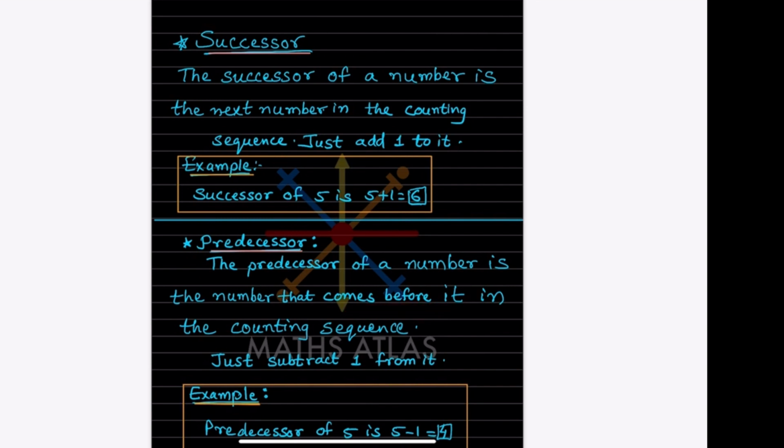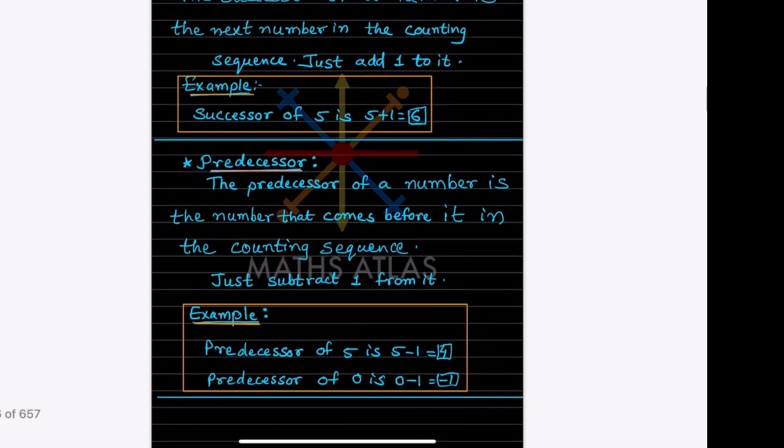So here what you have to do, here we added 1. Here we have to subtract 1 from it. So now see, suppose here I give the example 5. So predecessor of 5 is 5 minus 1, that is 4. And one more important thing over here, predecessor of 0. Many of them get confused over here for 0. So 0 minus 1 is going to be minus 1.